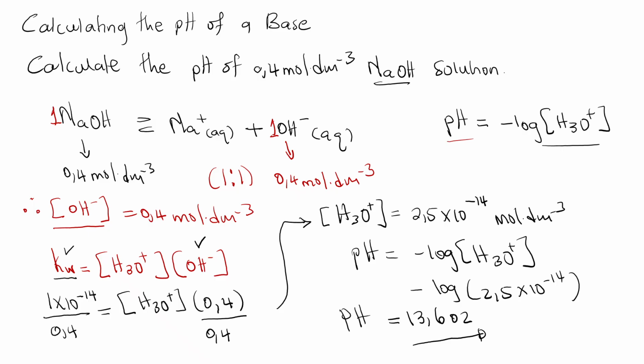I hope now you understand how to calculate the pH of a base. First things first, you write down the balanced chemical equation of the dissociation reaction, and then you use the mole ratio to find the concentration of the OH minus. Always the base will give you the OH minus. It's always the case. Once you have the concentration, use the KW formula to find the concentration of the H3O plus. And that's it for this lesson.